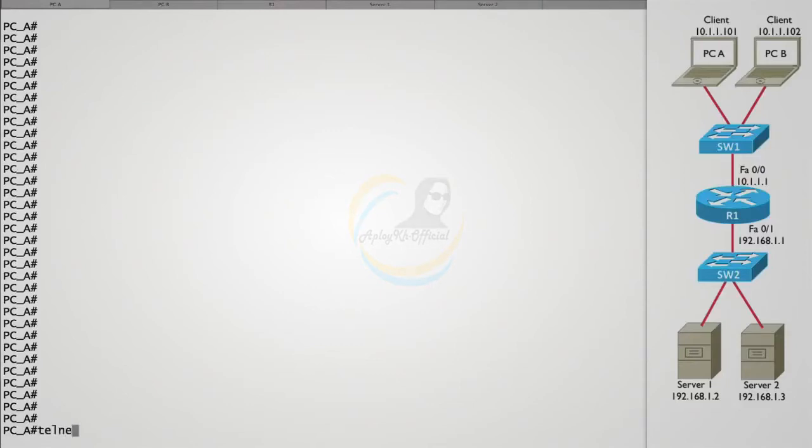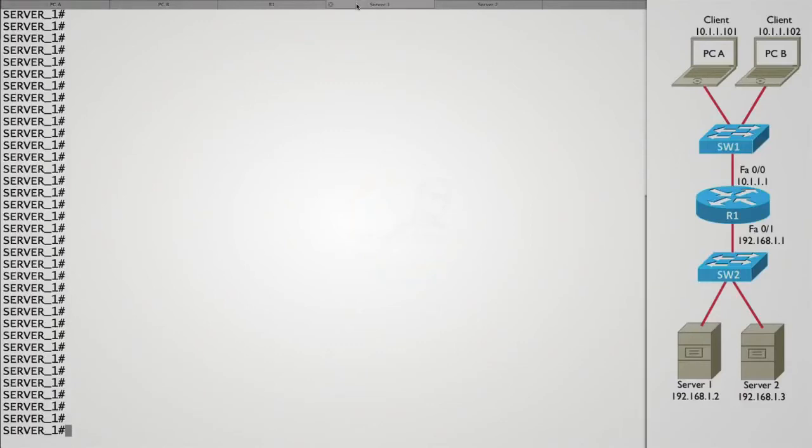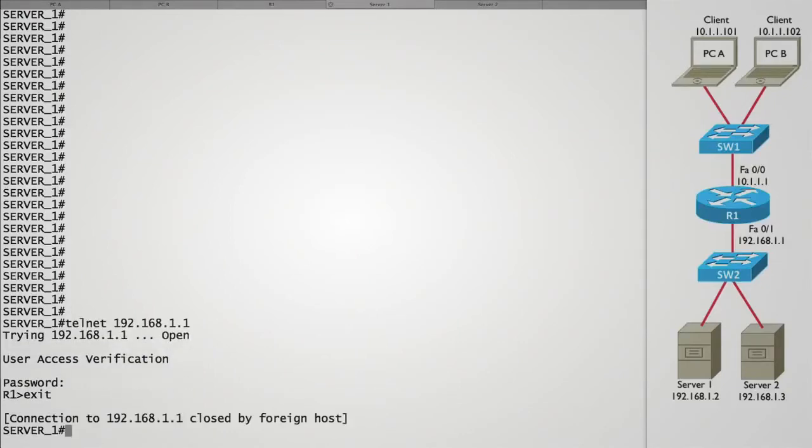Before we secure things, let's just make sure that the 10.1.1.0/24 network can telnet into router R1. Let's do a telnet to 10.1.1.1, and I can. Let's go to server 1, that's on the outside network. Can it telnet into, we'll say 192.168.1.1. That's the interface we're imagining is pointing out to the internet. And yes, it can. The outside and the inside networks can telnet into router R1.